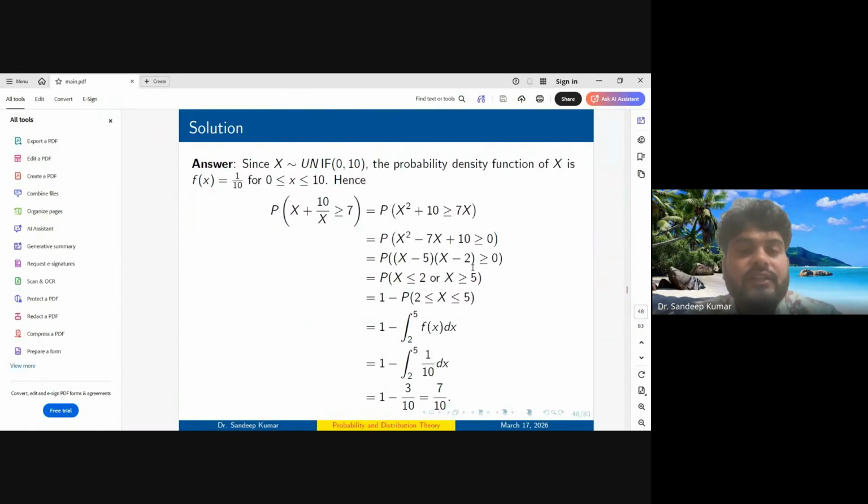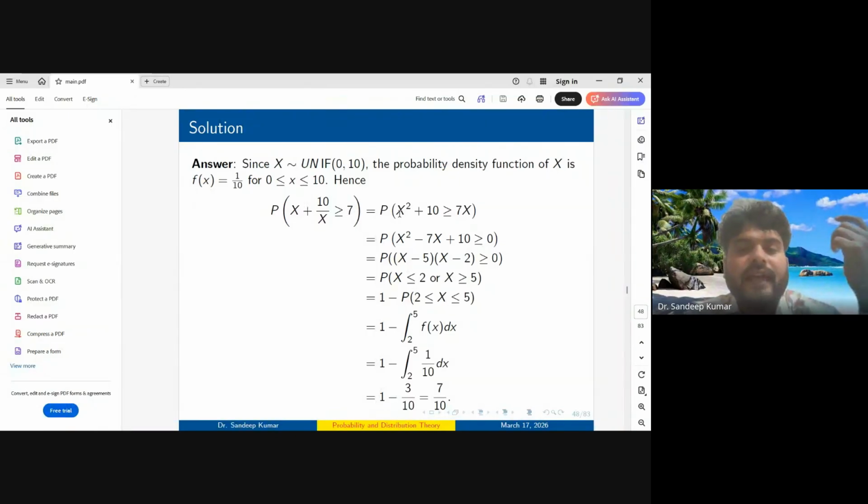So here a is 0 and b is 10, so 1 upon 10 minus 0. This is the probability density function: f(x) equals 1/10 for x from 0 to 10. So my question is, the probability that X plus 10 upon X is greater than or equal to 7.